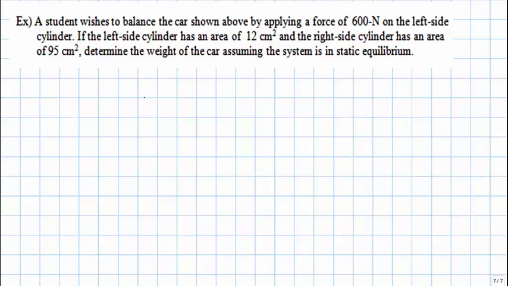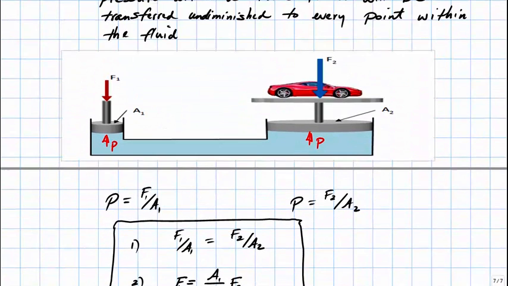As you can see, the force that we're applying to the left-hand side equals 600 newtons, and we noted that force as F1.